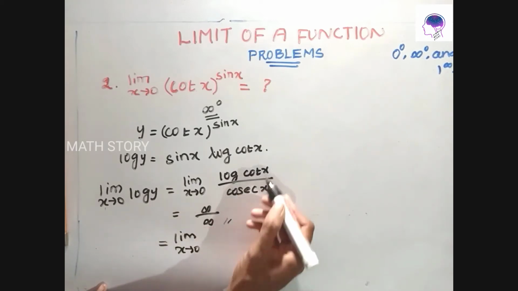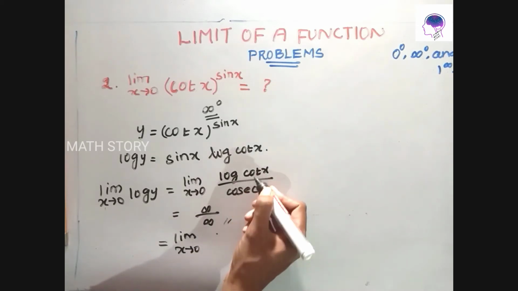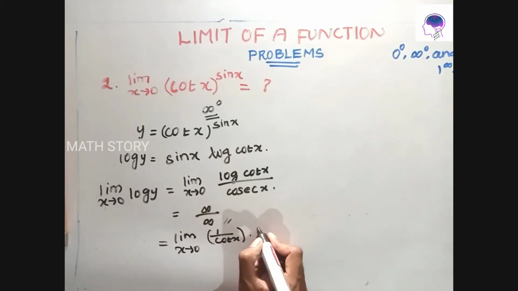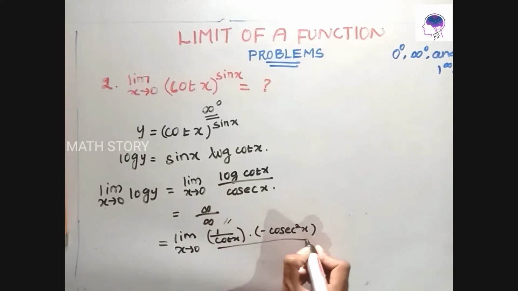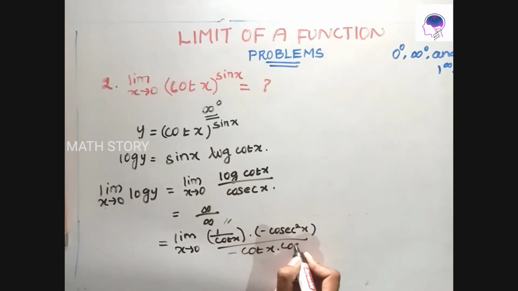Limit x tends to 0, differentiating with respect to x, the numerator log cot x, when we differentiate log cot x, we get 1 divided by cot x, and differentiating cot x we get minus cosecant square x, right? And again we differentiate the denominator, we get minus cosecant x into cot x.